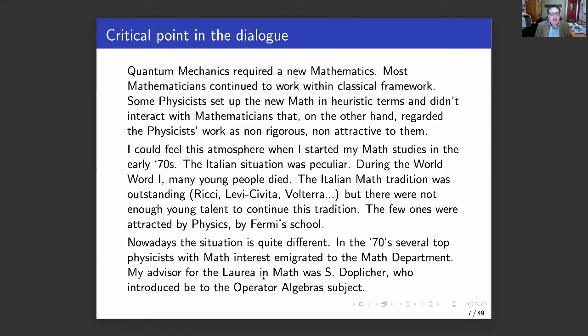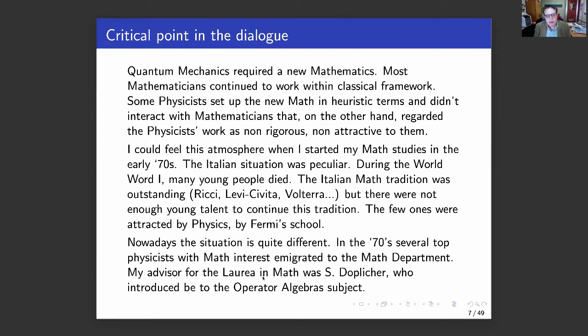Now, when quantum mechanics came, there was a critical moment in the communication between mathematics and physics. Why? Because quantum mechanics required this new mathematics, which is non-commutative. And mathematicians did not have this framework, so physicists tried to set up this new mathematics in heuristic terms. And physicists were not interested in mathematics. Well, of course, with the due exception, but generally speaking, were not interested in what mathematicians were doing. And mathematicians were not interested in what physicists were doing, because it was certainly not a truly mathematical world.